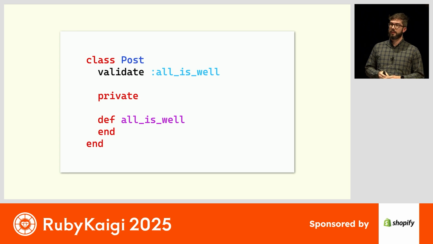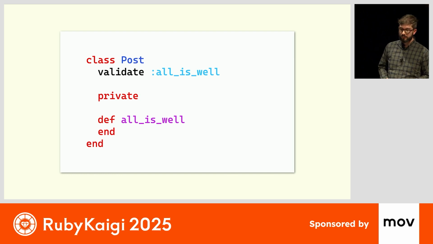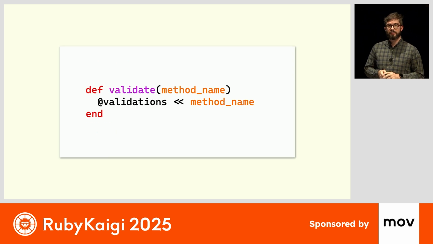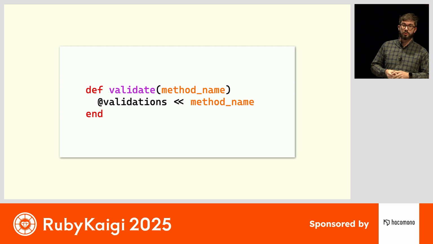Validate takes the name of a method as a symbol, and you register those validations at the class level of your models, and Rails will automatically invoke those validations for you in objects of your model, in objects of the post class. The way that we could implement validate is we could have the method store the validations that you register in some sort of class level state.